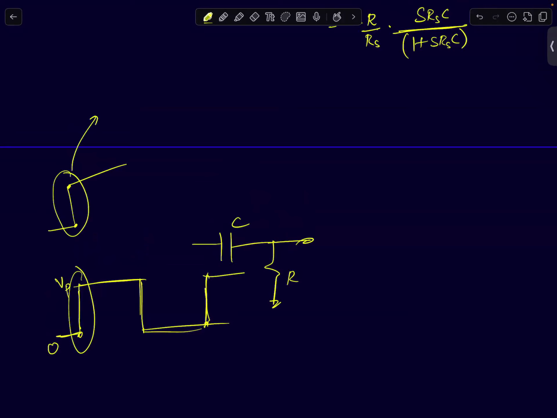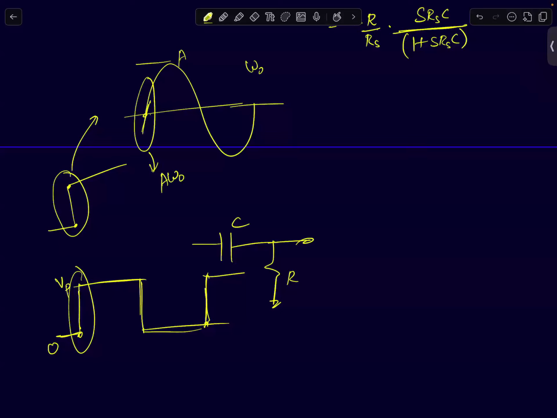So think like this. A step can be represented by an infinite sinusoid, right? The maximum slope with which a sinusoid can increase, let A be its amplitude and omega naught its frequency in radians per second, is A omega naught. So if I have to approximate a step function in this region, what should be the frequency of the sinusoid that I should use? Infinity. It's changing instantaneously. So a step input can be treated like a sinusoid at infinite frequency.